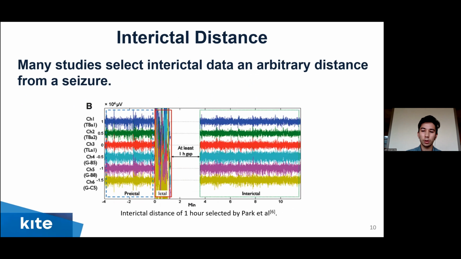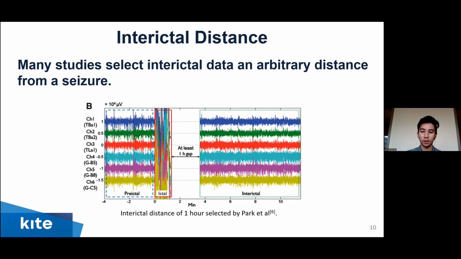Another important data parameter is the distance from a seizure at which we select interictal data. For example, here, the study below only selects interictal segments that are at least an hour away from the onset of any seizure. Ideally, we should be able to correctly classify interictal data, even if it's close to the start of the preictal period. And when we have this large interictal distance, we're really artificially increasing the separability of interictal and preictal states. A lot of studies have this interictal distance, but don't provide a good reason for why they do this, or any reason at all.